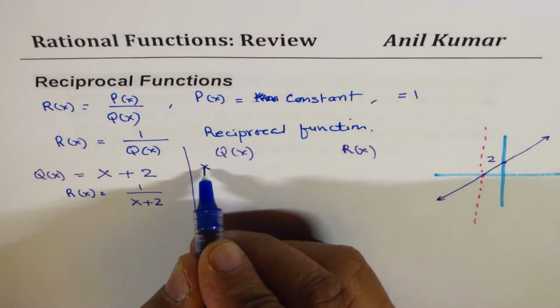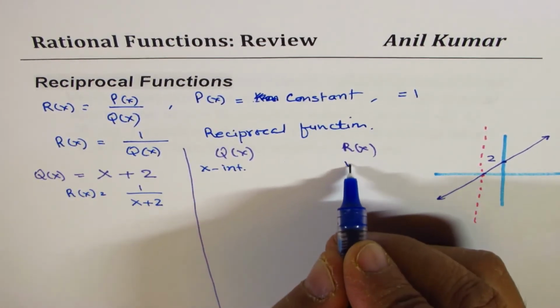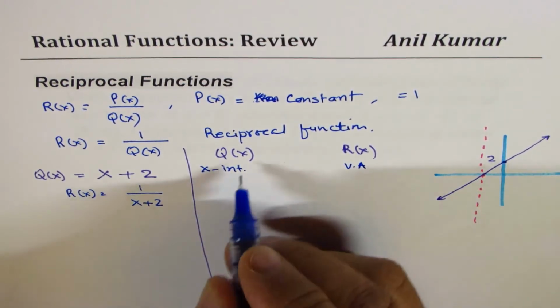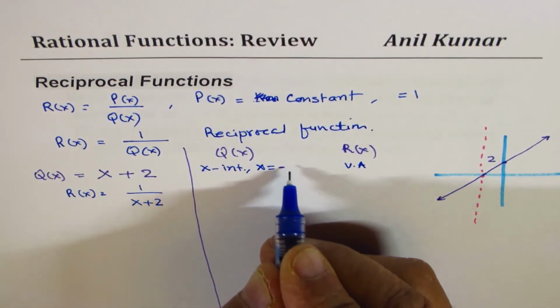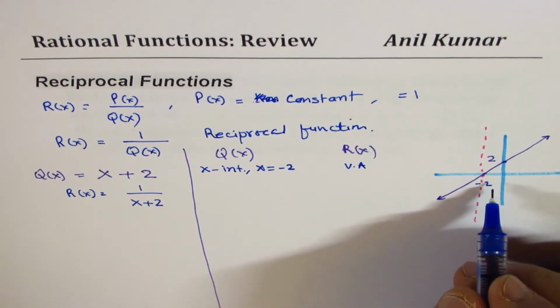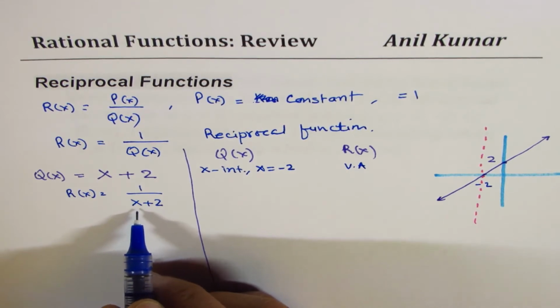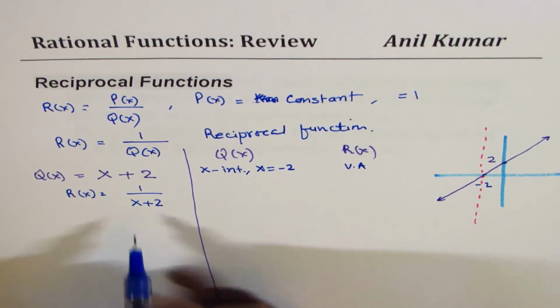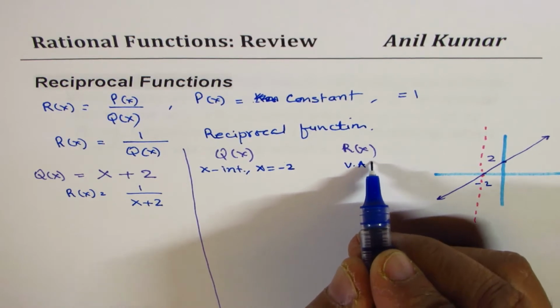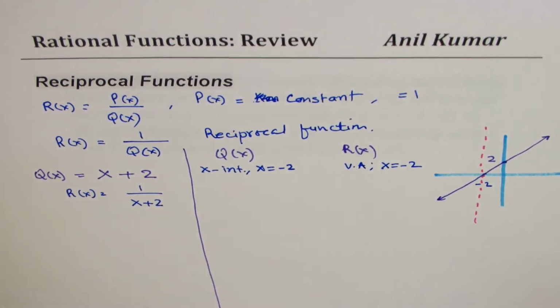So if I have an x-intercept here, then in r of x we have a vertical asymptote, right? In this case, x-intercept is at x equals minus 2, right? So at minus 2 we have an x-intercept. So the vertical asymptote will be x equals minus 2. Does that make sense, right? Okay.